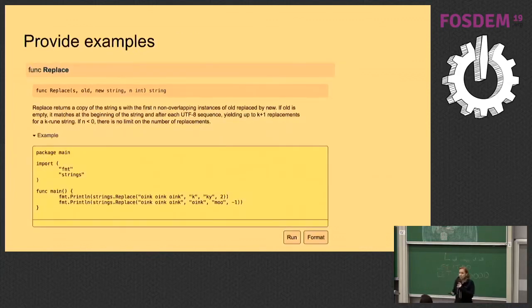Provide examples in Go docs. This is really cool because Go allows you to embed snippets in the Go doc, and especially if the usage is not trivial, this is giving your users a way to copy paste and quickly get an understanding of how to make a call to the function.